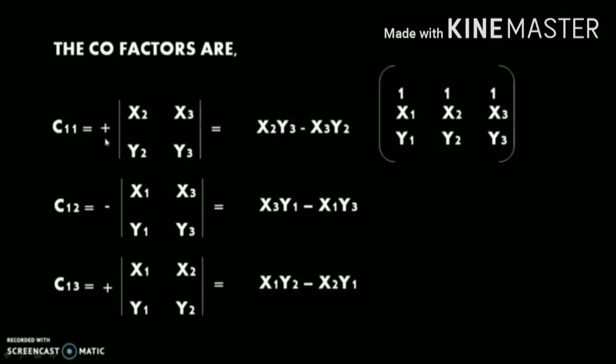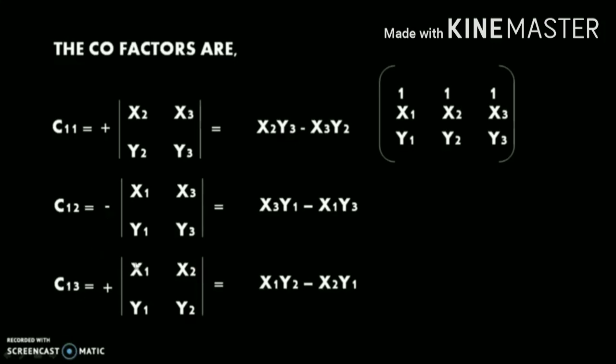Therefore, we put a positive sign. That is x2 y3 minus x3 y2. Similarly, for the second element, the cofactor value is the determinant of x1, x3, y1, y3. But here the sign is negative. Why? Because the position value is 1 plus 2 is 3, and 3 is an odd number.